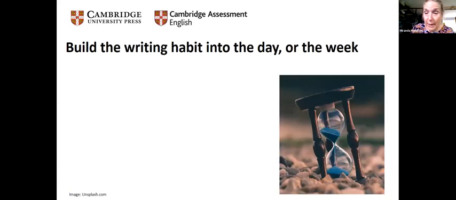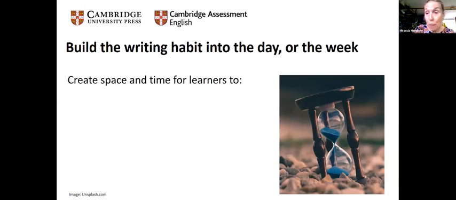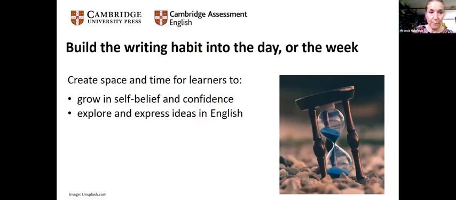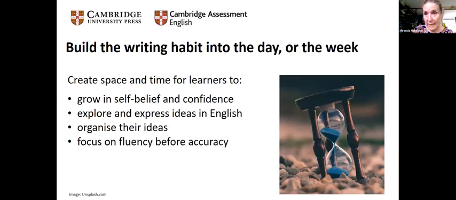So if you can, build the writing habit into the day or into the week. Create space and time for learners to grow in self-belief and confidence that they can write, that they can explore and express important ideas in English, that they can organise their ideas, that they can focus on fluency and not have to always worry about getting it right. And importantly, writing is a skill. It improves with practice. So the more they write, the better they get.